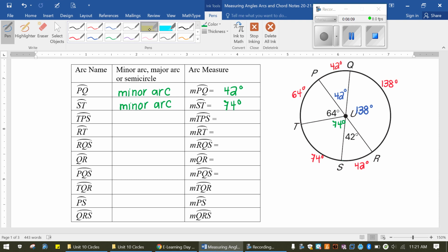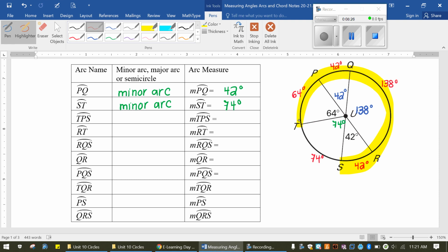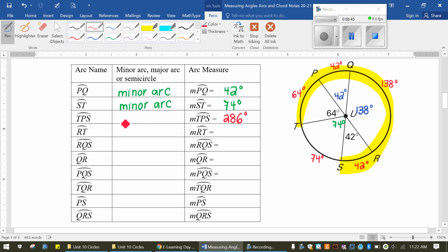Then we get to TPS. So I'm going to have to go in the order of those letters. So I go from T to P, and then I keep going until I hit S. So what's going to happen here is I need to add up all of the arcs that I hit as I go around the circle. So 64 plus 42 plus 138 plus 42. And what I should get is 286 degrees. Since that's more than halfway around the circle, it's more than 180 degrees, this is a major arc.